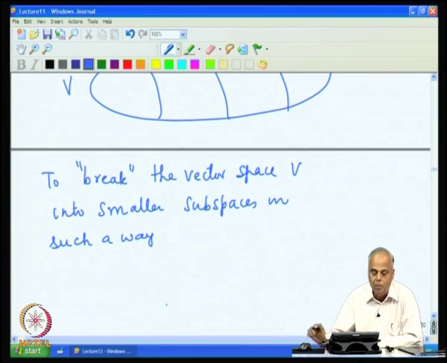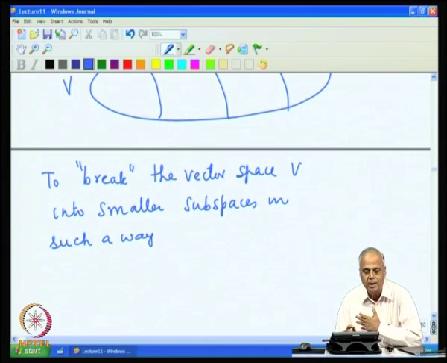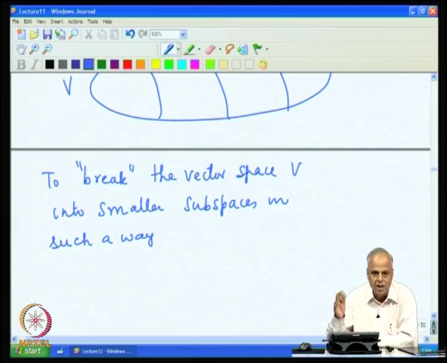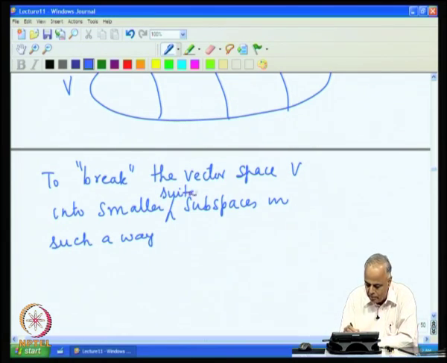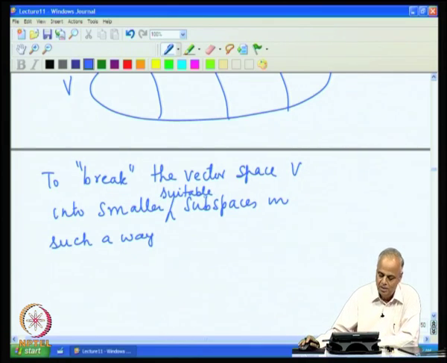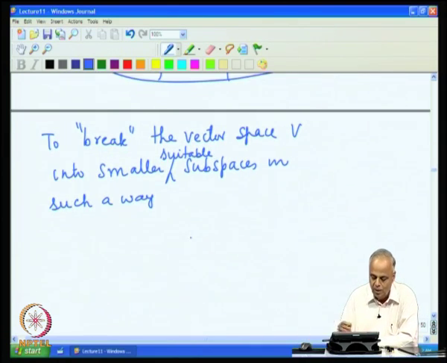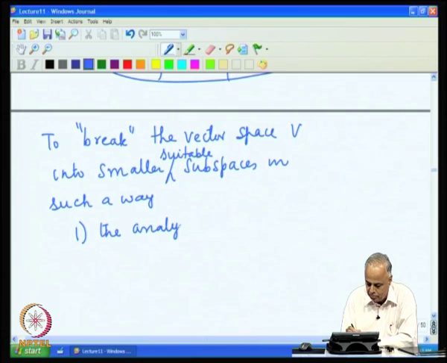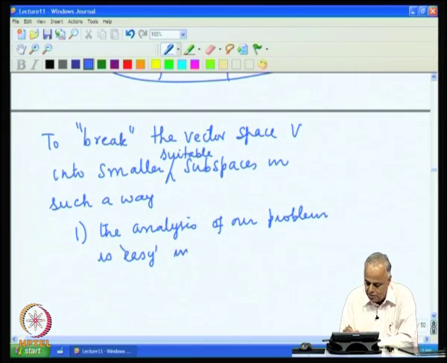Now, when we say smaller subspaces, we do not take a knife like a butcher and start chopping the vector space. We must do it in a suitable manner, into suitable subspaces. What do we mean by suitable? The analysis of our problem is easy in each such piece.